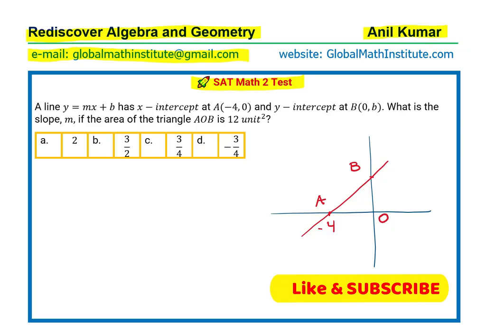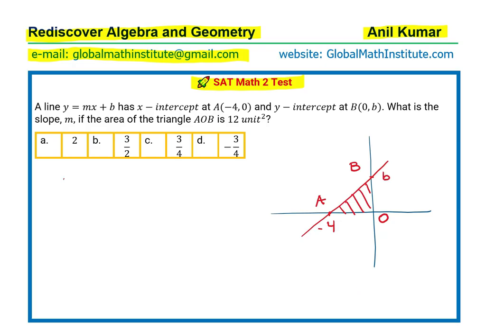Now, the area of this triangle is given to you as 12 square units, right? So if this is B, in that case, area is half base into height, right? Base is OA in this case, and height is OB. Simple as that. So we can now write area of 12 equals half of 4 times B. Always, these lengths are positive, right? So lengths are always positive, and this is B for us.